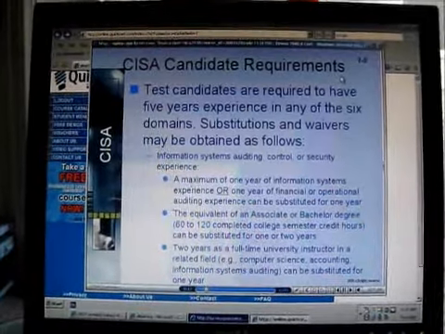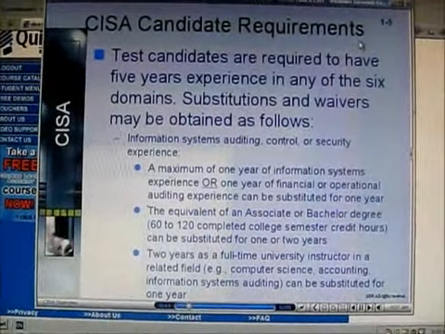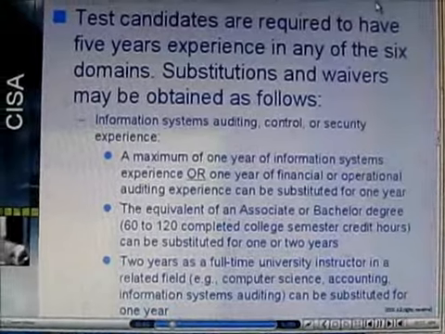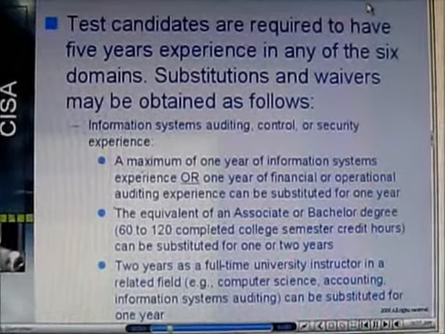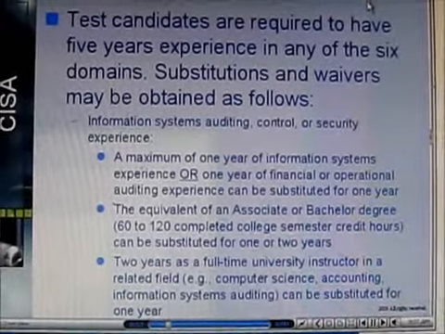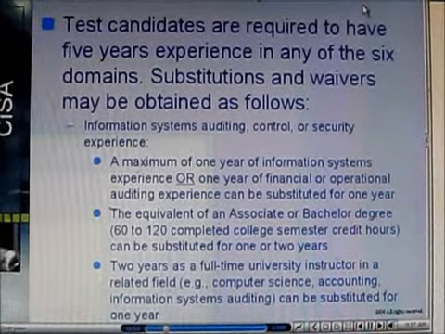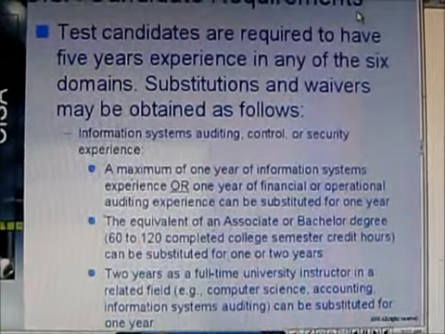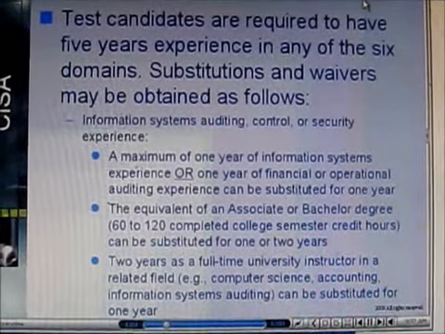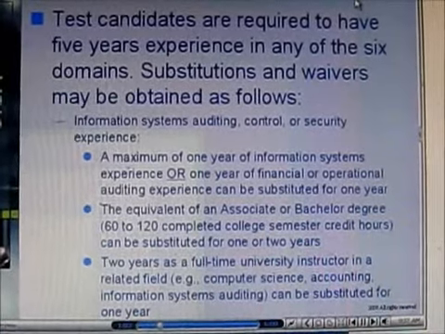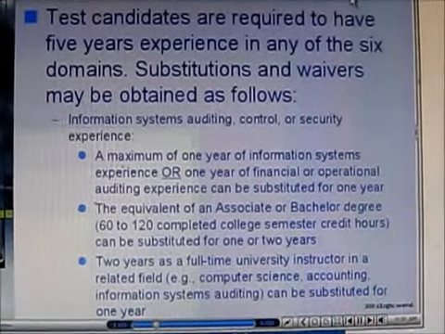You need to have 5 years of experience in any one of the 6 domains. And you can get some substitutions or waivers on this for certain things. For example, a maximum of 1 year of information systems experience or 1 year of financial and operations auditing experience can be substituted for one of the years that you need for that 5-year total.